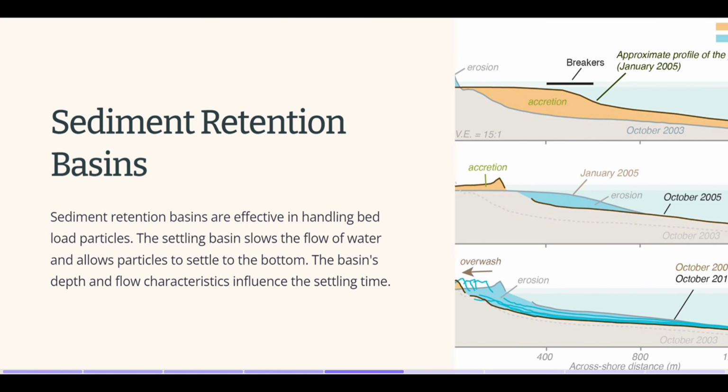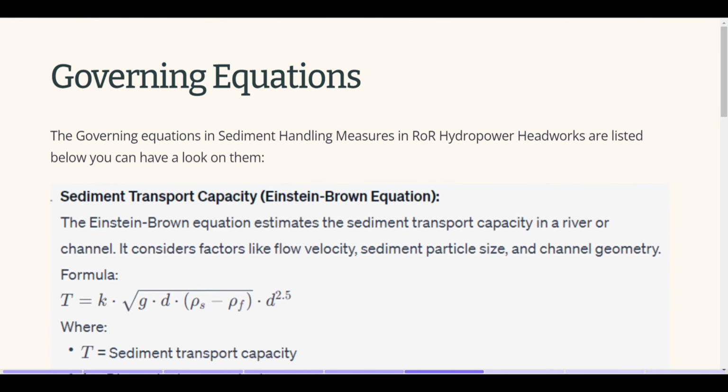Sediment retention basins. Sediment retention basins are effective in handling bed load particles. The settling basin slows the flow of water and allows particles to settle to the bottom. The basin's depth and flow characteristics influence the settling time. Governing equations. The governing equations in sediment handling measures in RoR Hydropower Headworks are listed below. You can have a look on them.